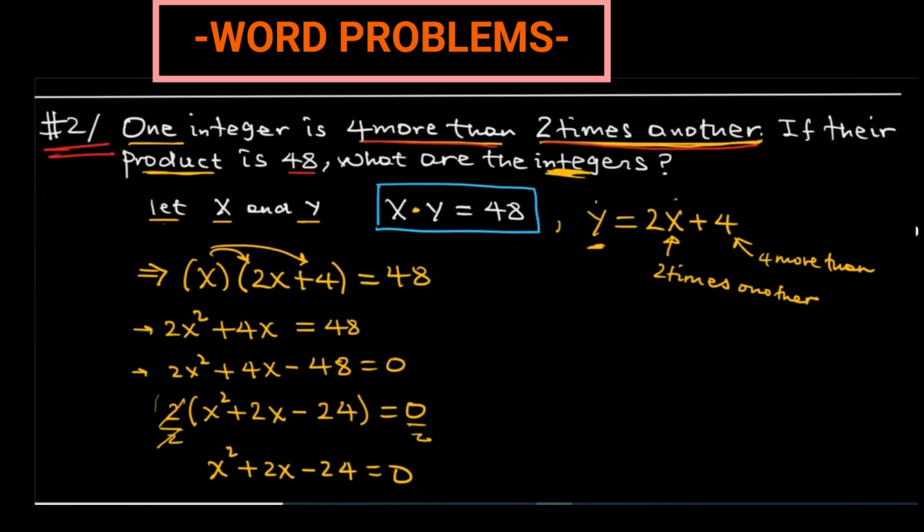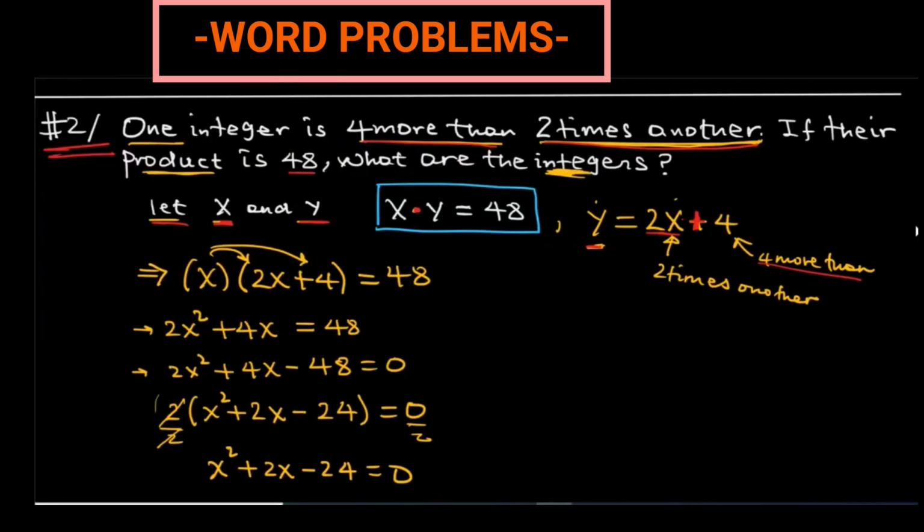So what I can do is, let's say x is the first integer and y is the second integer. I don't know what those integers are, but I know that when I multiply them, their product is 48. So x times y is 48. And then how are they related? One of them is 4 more than twice the other. So y is 2 times the other, which is x, and then 4 more than. Less than is minus, more than is plus. So the 2 times the other part is 2x, and 4 is just the 4 more than part.